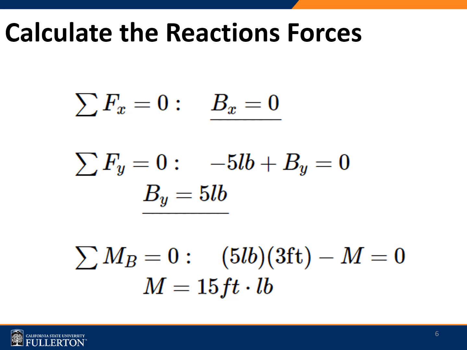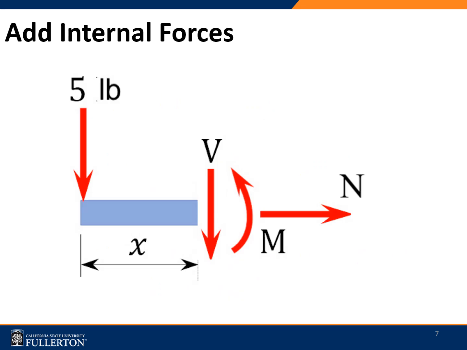Here, at the support at B, we have three reactions: B sub Y, B sub X, and the moment M sub B. From here, we can get the three equilibrium equations as shown here. Now we need to add the internal forces. For this, make a cut and add the internal forces N, V, and the moment M using the positive sign convention. Depending on the number of loads, again, you may need multiple cuts.